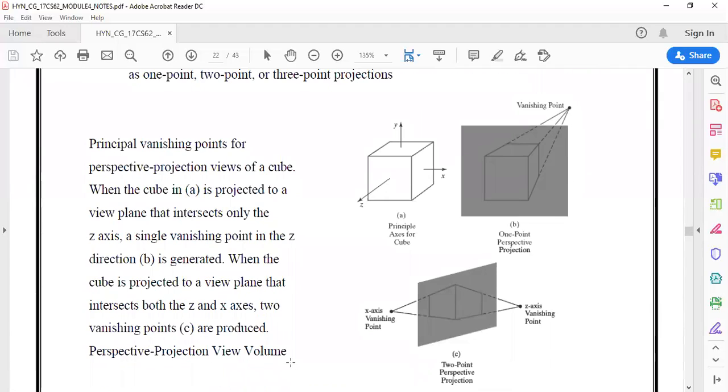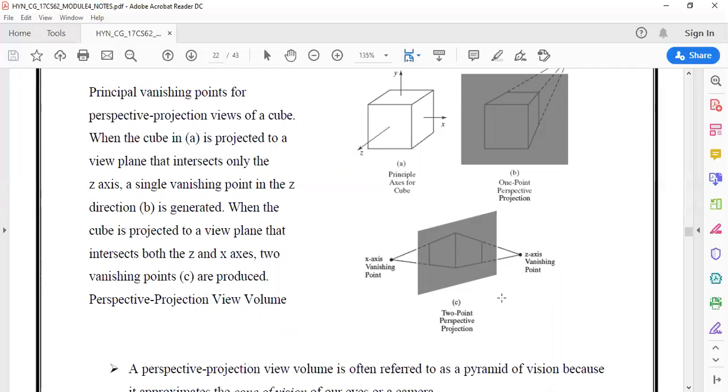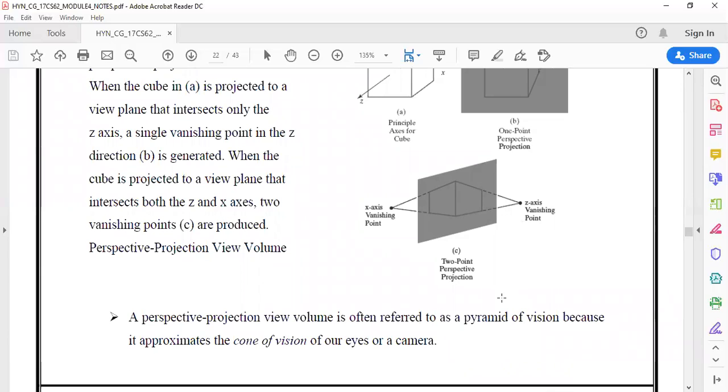What if the cube is projected to a view plane such that it intersects both the z-axis and the x-axis? Considering the view of an object, this is the cube. If I project in such a way that the view plane intersects both the z-axis and x-axis, then I will get two vanishing points: one vanishing point on the x-axis, one on the z-axis. The same way I can have 3 point perspective also. To draw 3 point perspective, I can take an example of a triangle. As I have told, consider a triangle like this.